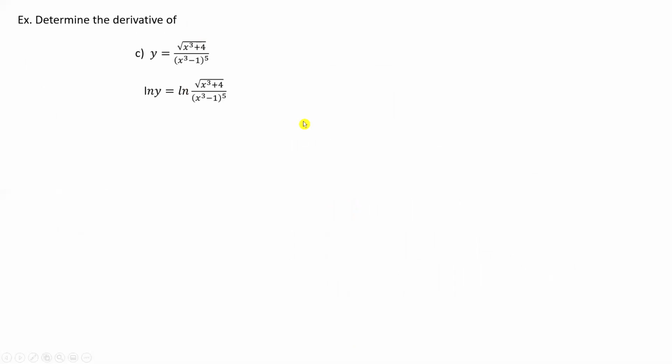Start by taking the ln of both sides. Use the log rule that says when you have a quotient, we're allowed to subtract those. Then we'll use the log rule that says you're allowed to bring the exponents down. Keep in mind that this is really exponent 1/2. Then take the derivative of both sides.